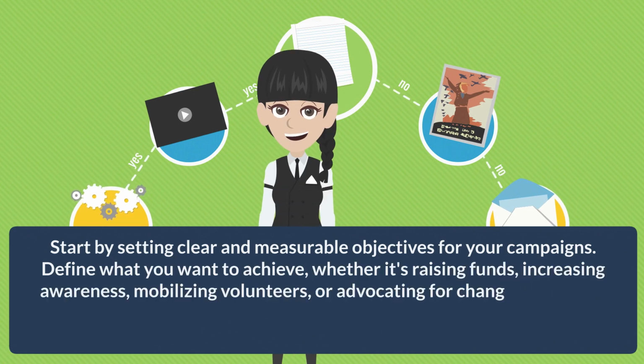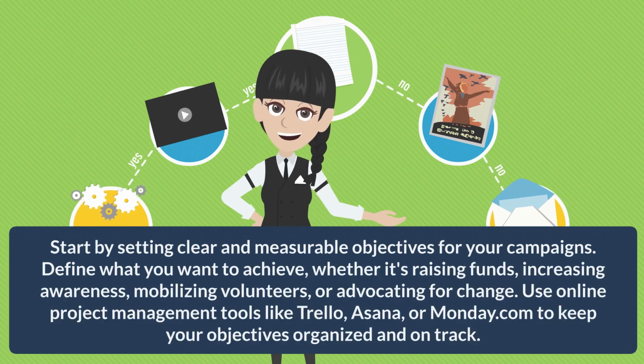Start by setting clear and measurable objectives for your campaigns. Define what you want to achieve, whether it's raising funds, increasing awareness, mobilizing volunteers, or advocating for change. Use online project management tools like Trello, Asana, or Monday.com to keep your objectives organized and on track.